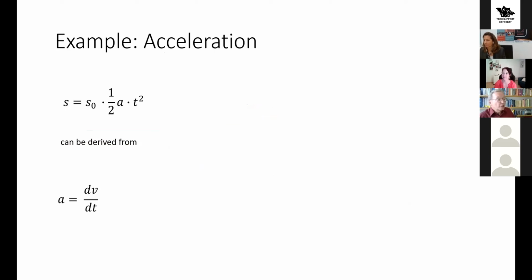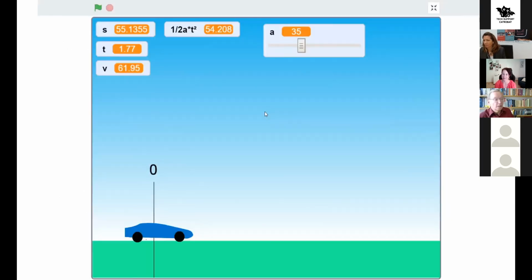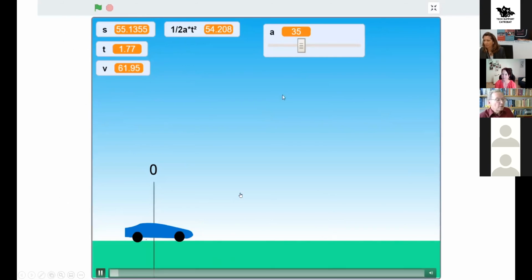For example, acceleration, this equation you might know from your physics experience at school, can be derived from this equation, but you never do it at school. At school, you just check if it's correct. You have the theory and you check if the experiment fits the theory. And you can do the same with Scratch projects, just programming a simulation. Then you can do all the calculation with Scratch. And you see here this formula, and you can check whether this formula fits what happens when you start your program.